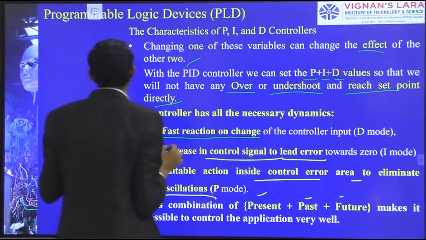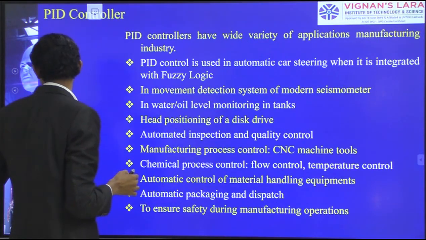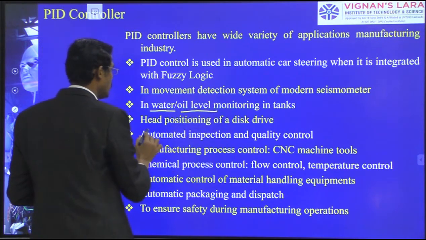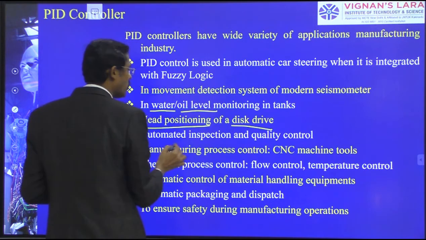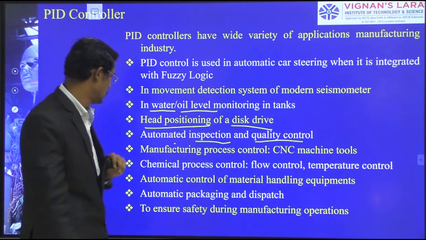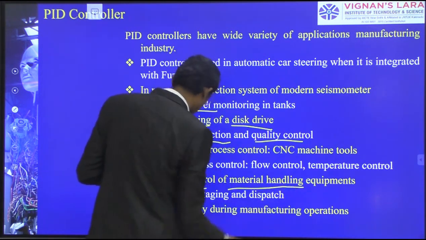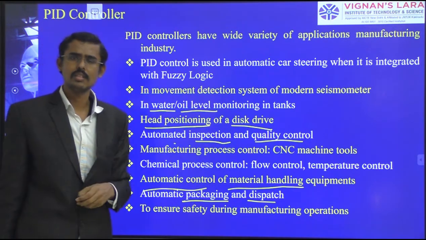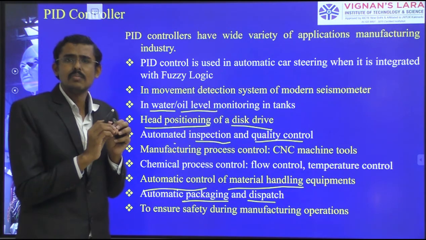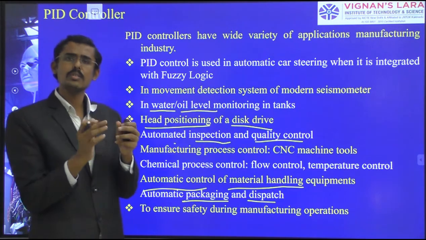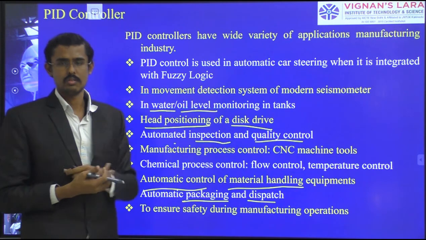They have a variety of applications. What are they? PID controllers are used in water level management, oil level management, head positioning of disk drives, automated inspection and quality control, CNC mechanisms, chemical processing plants, automatic control of material handling systems, and automatic packaging and dispatching. So there are various applications for PID control, because we need continuous process monitoring, reduced steady state error, a constant value, and zero error. Then we use PID controllers. Right?